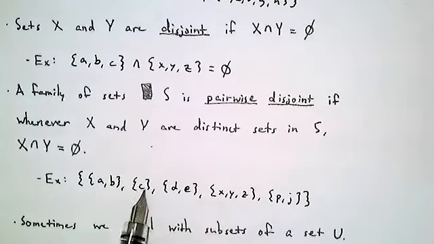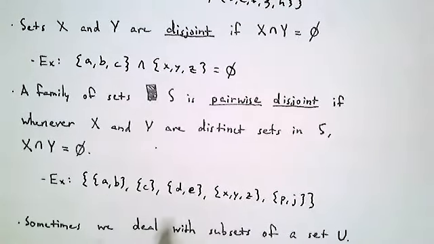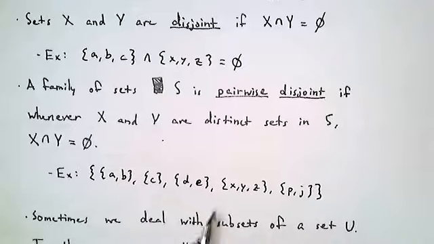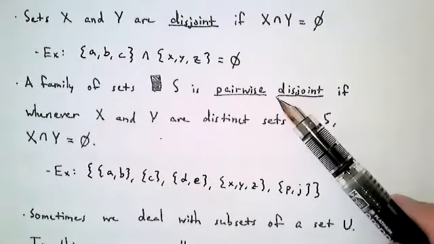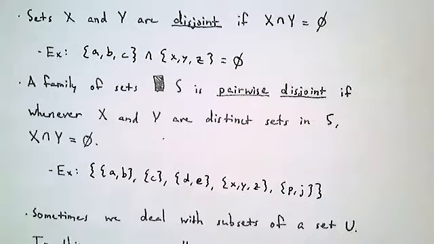If I look at this second set and I compared it to everything else, they don't share anything in common. And the same thing if you look at the third set or the fourth set with X, Y, Z, or this last set with P and J. So none of these share elements in common. And that's what we call pairwise disjoint.